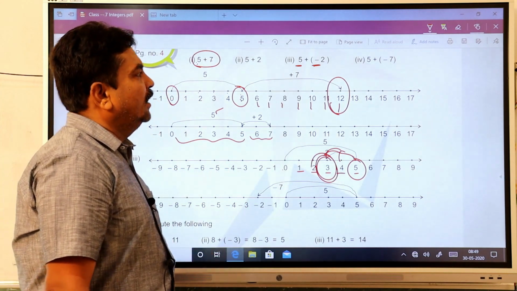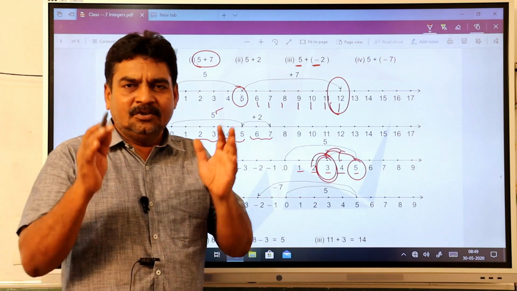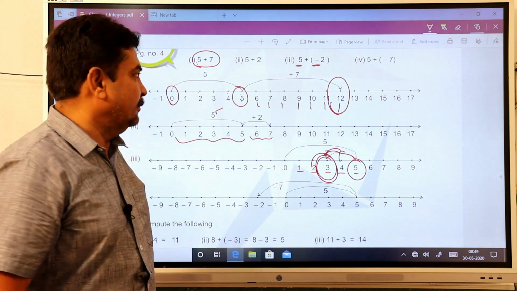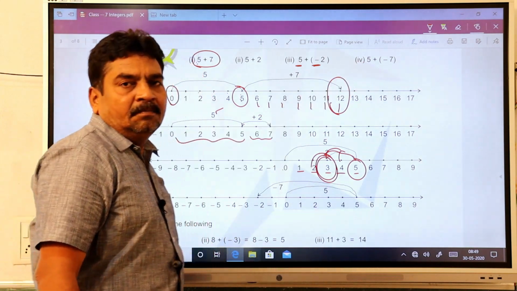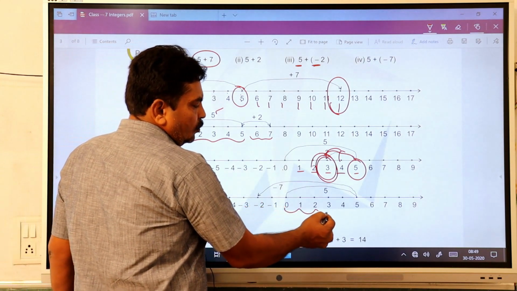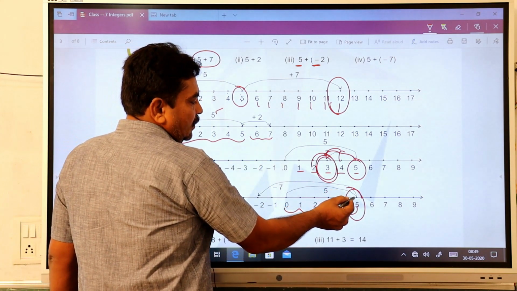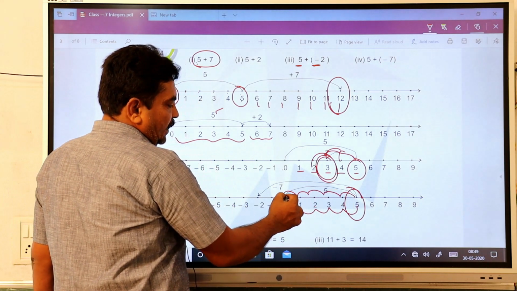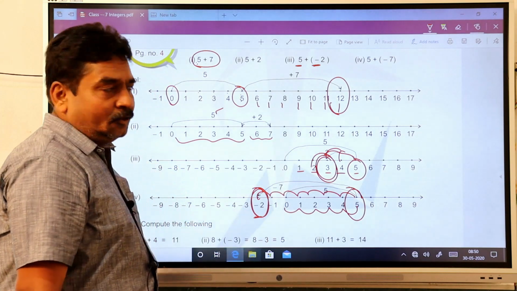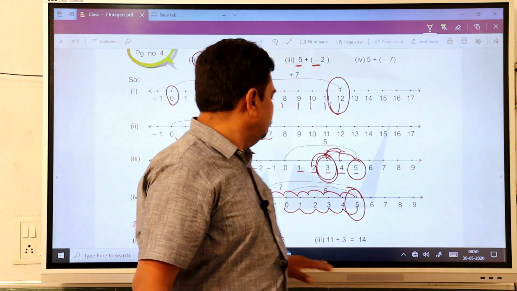Similarly, go to the next one, that is 5 plus of minus. Bracket you should read as 'of'. Okay. It refers to multiplication. 5 plus 5 is there. So go plus 5 from 0. 1, 2, 3, 4, 5 marked. And you have to minus 7. That is 1, 2, 3, 4, 5, 6, 7. So what is the answer? Minus 2. The answer is minus 2.